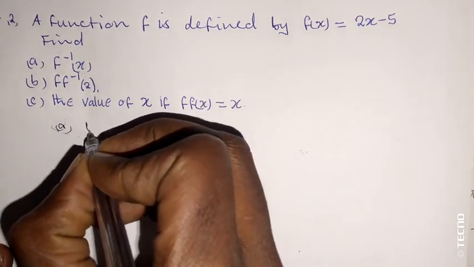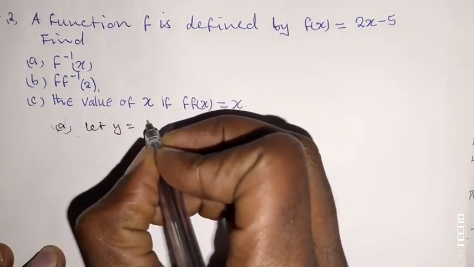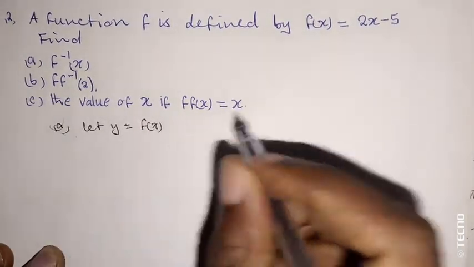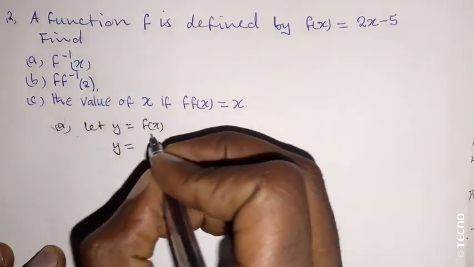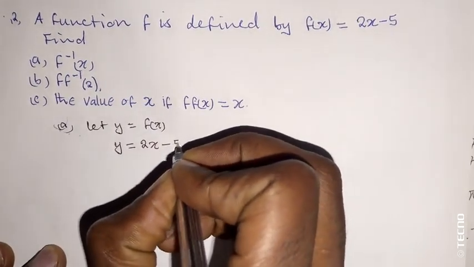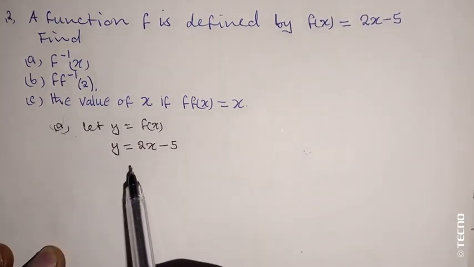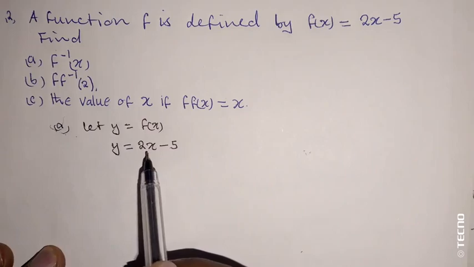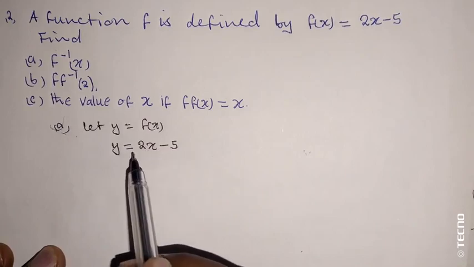So here to calculate this f inverse, remember the first step, you let y be equal to f of x. Our f of x, we know that it's this one, so you just say y is equal to 2x minus 5. So this is what we have. One thing that you should consider is to make x the subject of the formula, not the other way around.